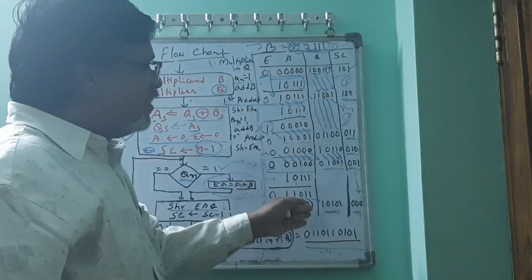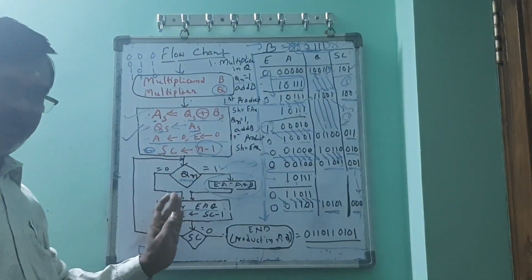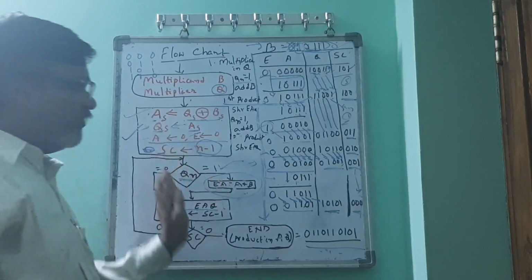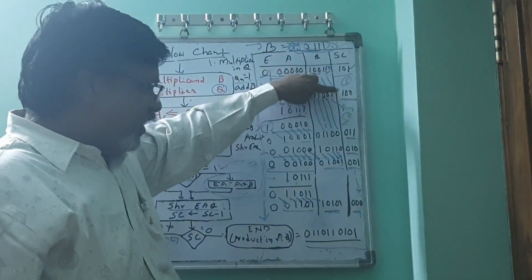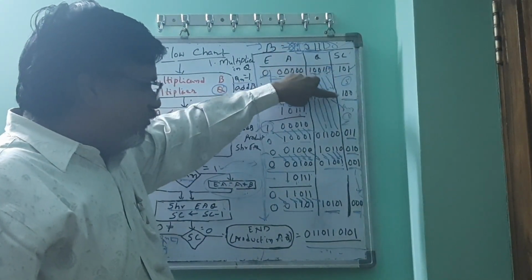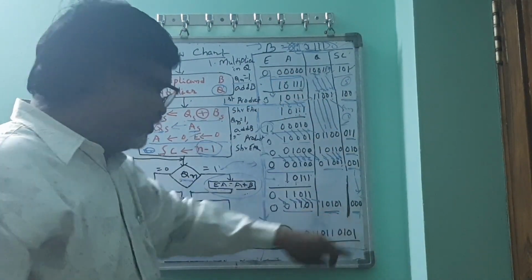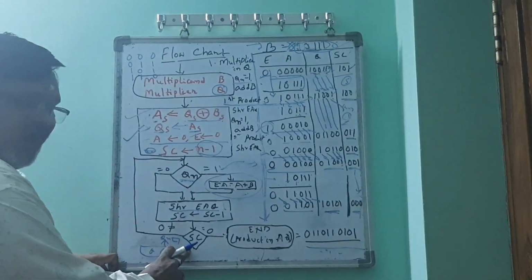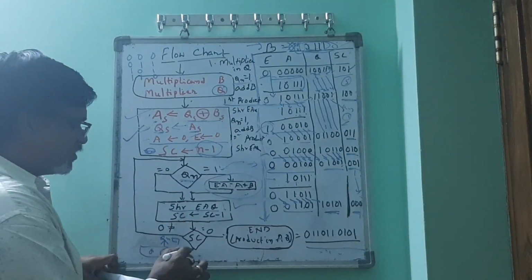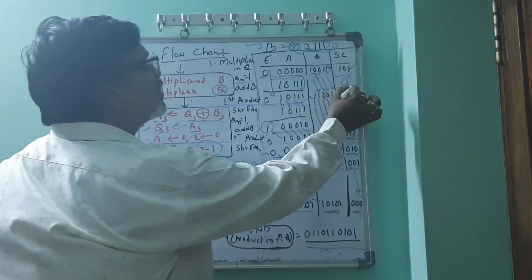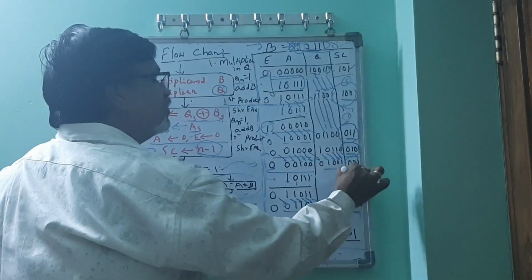So for every shift right, with addition or without addition, shift right will be done. For every shift right, the sequence counter value will be decremented by 1. So 101 becomes 100, it becomes 011, meaning 5 becomes 4, 4 becomes 3, 3 becomes 2, 2 becomes 1. At the end, after 5 operations, it will be 0. Every time after this operation, the sequence counter value will be checked. Here sequence counter is not equal to 0, here also it is not equal to 0, and here also it is not equal to 0.